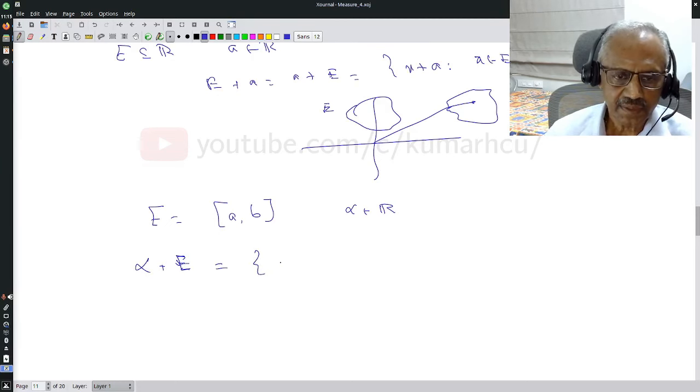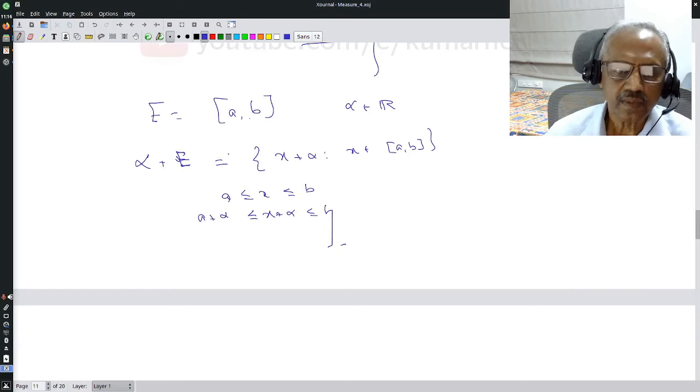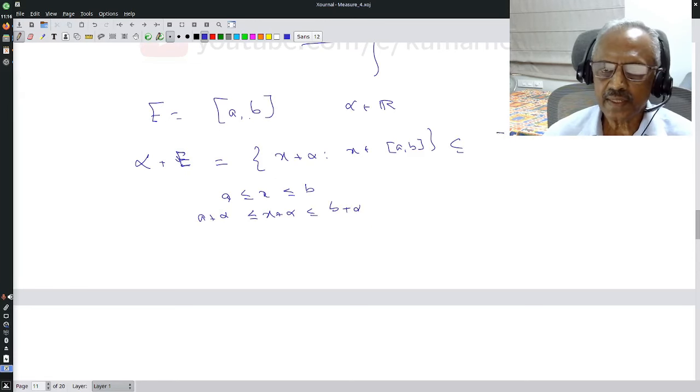This by definition is the set of x plus alpha, where x is in [a,b]. But what is this object? Notice that since x belongs to [a,b], therefore a is less than or equal to x, less than or equal to b. Add alpha to both sides: a plus alpha is less than or equal to x plus alpha, less than or equal to b plus alpha. Therefore, this is contained in the interval [a plus alpha, b plus alpha]. One can also prove they are equal. This is a trivial exercise.